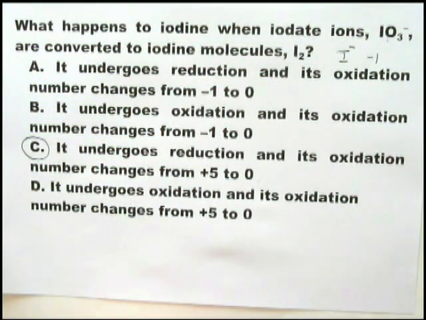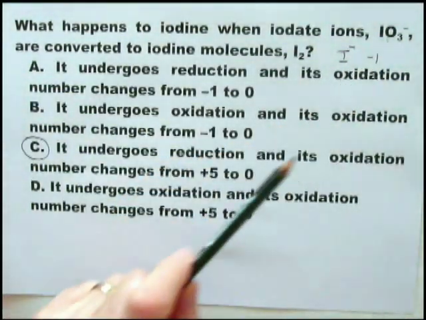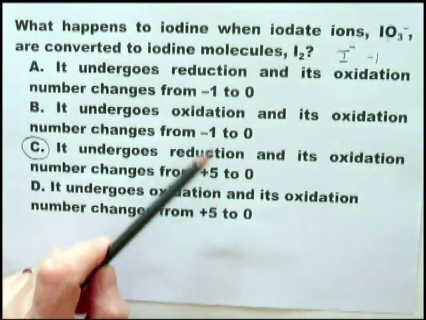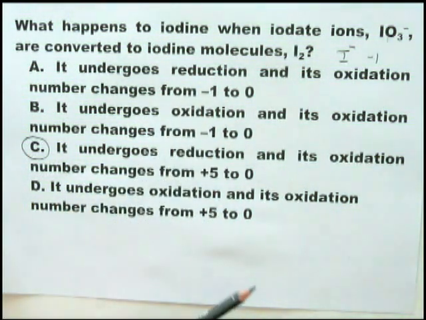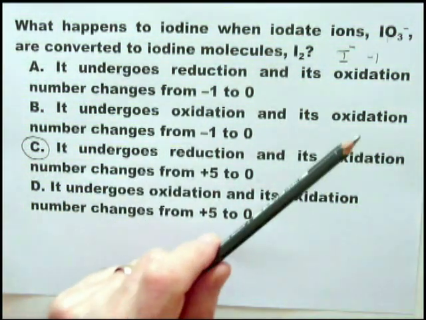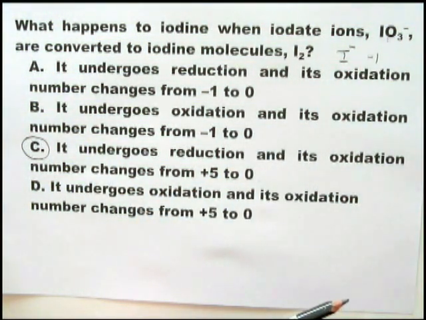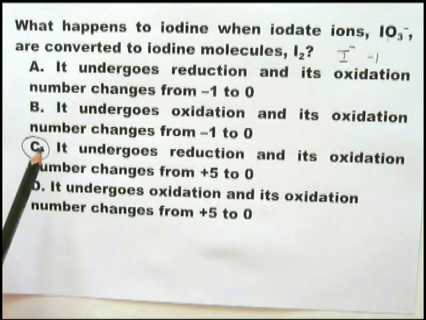What I'm telling you with this one is that they give you a choice of oxidation number of the iodine in the iodate ion, and you simply don't have to do the calculation. You simply choose the most obvious one. You choose the +5 rather than -1. And then you realize that if iodine in the iodate ion is +5, then when it's converted to iodine molecule, it's going to be reduced. And immediately go to C.